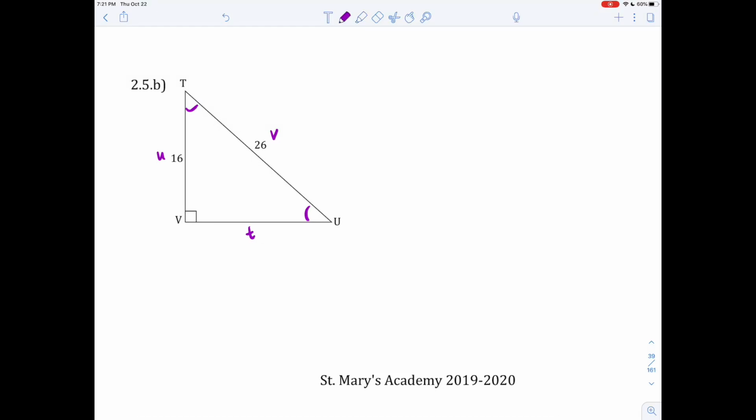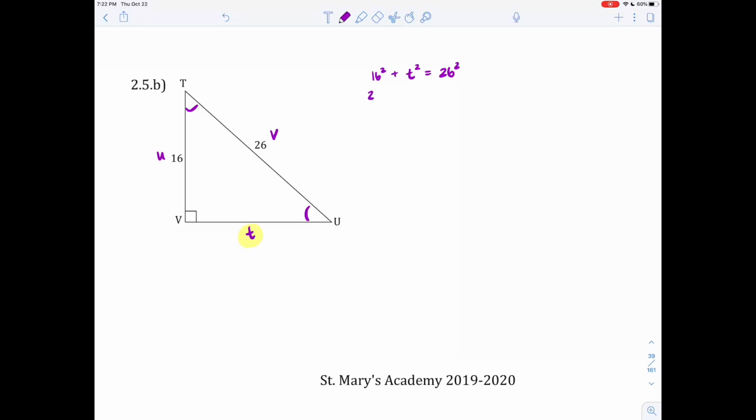Now, what I might do to start is use Pythagoras to solve for side length T, right? Because we have 2 out of 3 sides in a right angle triangle. Keep in mind that it doesn't matter what you start with, as long as you start somewhere. What Mr. Thide said before was we want to always use the information provided to us. So I'm going to use Pythagoras to solve for T. I know that 16 squared plus T squared is equal to 26 squared.